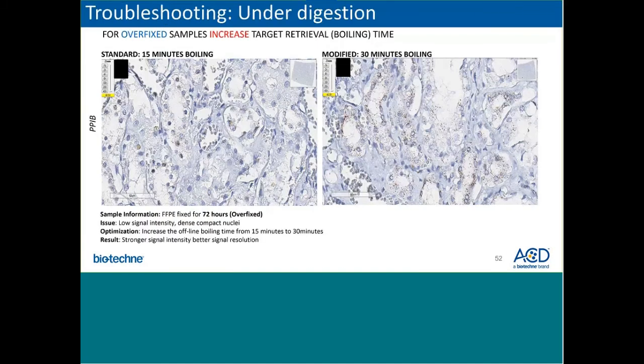Here's another sample of overfixed tissues in which we would need to increase the target retrieval boil time. So on the left-hand side, we'll have a 15-minute boiling time standard stained with PPIB. Again, these tissues were fixed for 72 hours, so way beyond our 16 to 32-hour window. To optimize this, we've then increased the boiling from 15 minutes to 30 minutes, in which you can now see much better signal intensity and signal resolution.